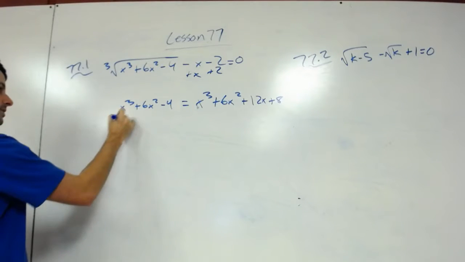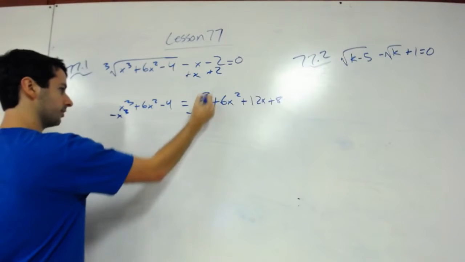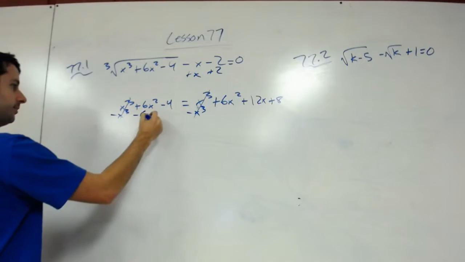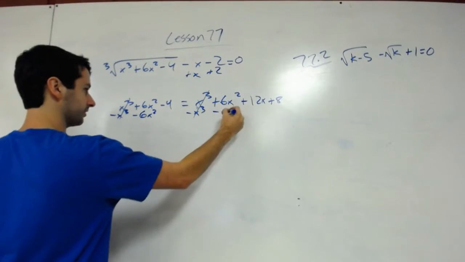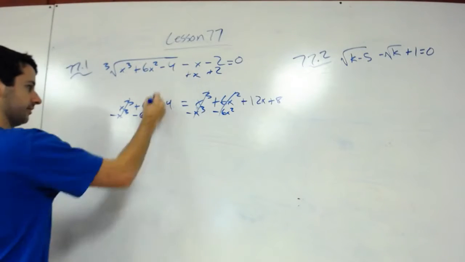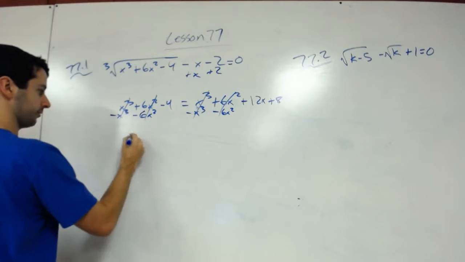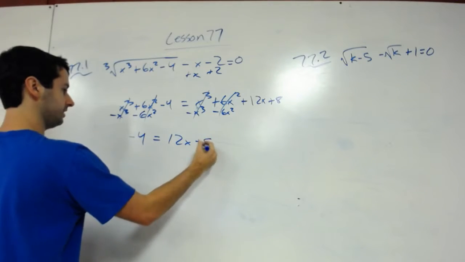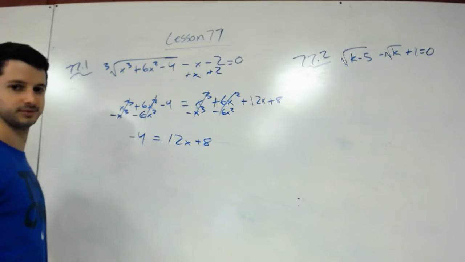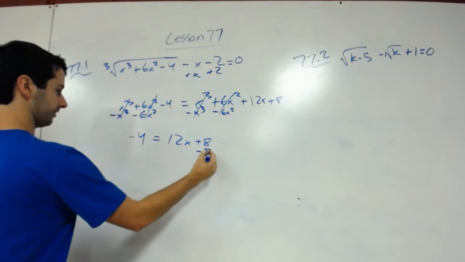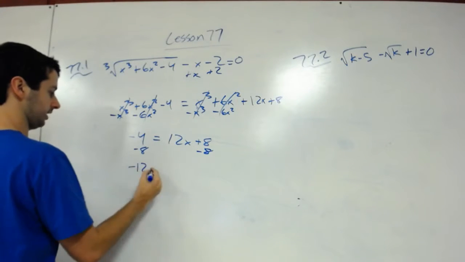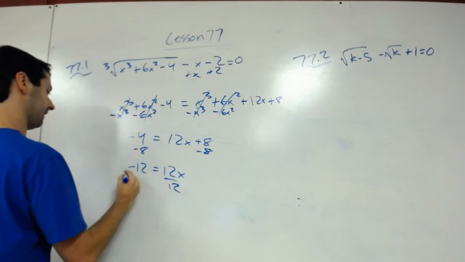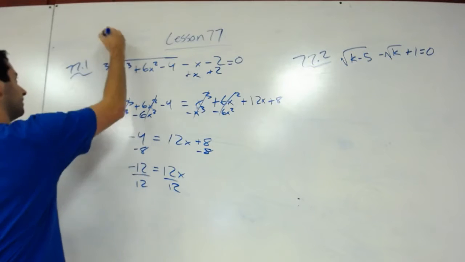When I subtract x cubed from x cubed, notice those cancel out, how convenient and nice of them. 6x squared minus 6x squared also cancels out. So we're left with negative 4 equals 12x plus 8. Get x by itself, so minus the 8. Negative 12 equals 12x. And what do you know, we did all that to get the answer of x equals negative 1.